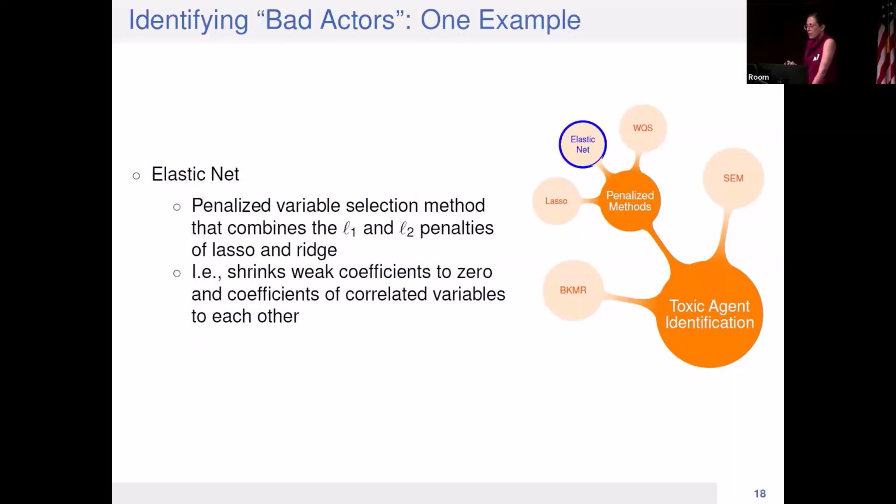This is a variable selection method that combines the L1 and L2 penalties of lasso and ridge. I won't get into details now. If you have questions, let me know. But what it means is it shrinks weak coefficients, small coefficients, down to 0, and coefficients of correlated variables to each other, so they are more similar.